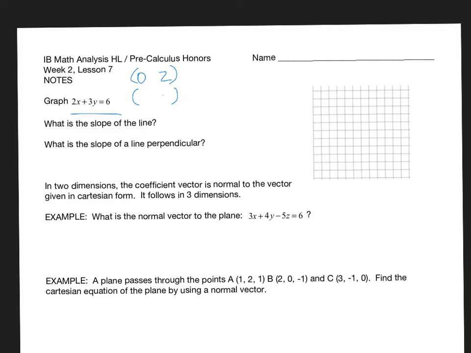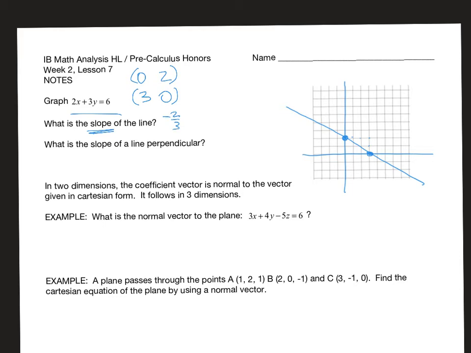Or conversely, if I let y be 0, x would have to be 3. So it's not too difficult to graph those two dots. One of them is here and the other is here, and then just connect them with a straight line. And there's my line. Okay, so the question here is, what is the slope of that line you just graphed? And again, it's not hard for you to count and go, well, I'm going up 2 and left 3. This slope is negative 2/3.